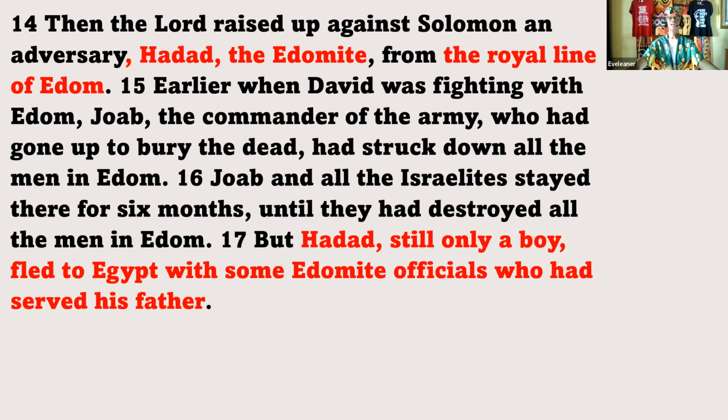The adversary was Hadad, the Edomite, from the royal line of Edom. Earlier, when David was fighting with Edom, Joab, the commander of the army, who had gone up to bury the dead, had struck down all the men of Edom. Joab and all the Israelites stayed there for 6 months until they had destroyed all the men of Edom. But Hadad, still only a boy, fled to Egypt with some Edomite officials who had served his father.